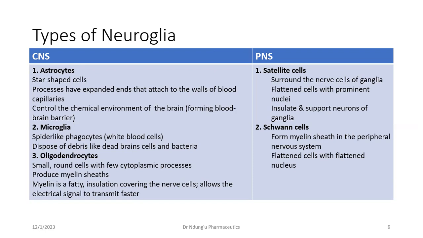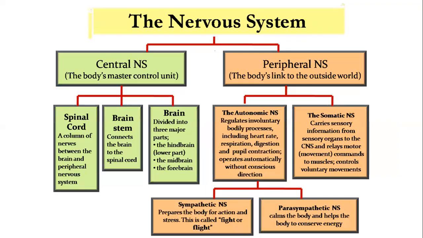And in the CNS, microglia, spider-like phagocytes, white blood cells, dispose of debris like dead brain cells and bacteria. And Schwann cells form myelin sheath in the peripheral nervous system, flattened cells with flattened nucleus. Then oligodendrocytes, small round cells with few cytoplasmic processes, produce myelin sheaths. Myelin is a fatty insulation covering the nerve cell, allows the electrical signal to transmit faster.